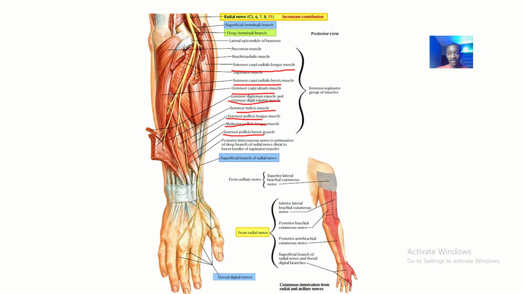supplied by the radial nerve, but not by the radial nerve directly. You know that the radial nerve has a main trunk, a superficial branch, and a deep branch. For the specific supplies of this nerve, I'll be making another video on it.